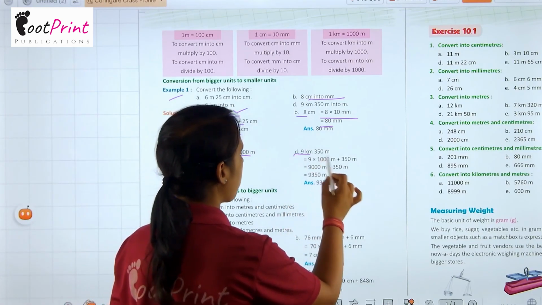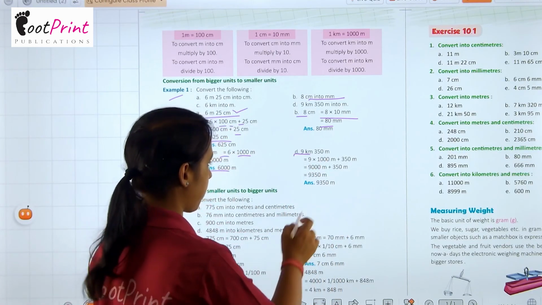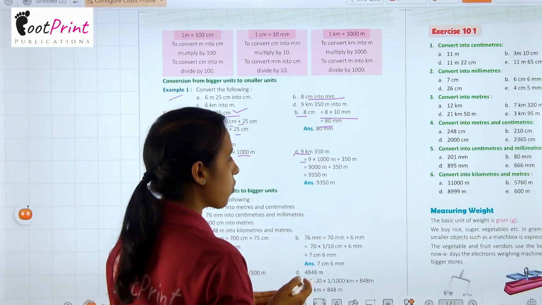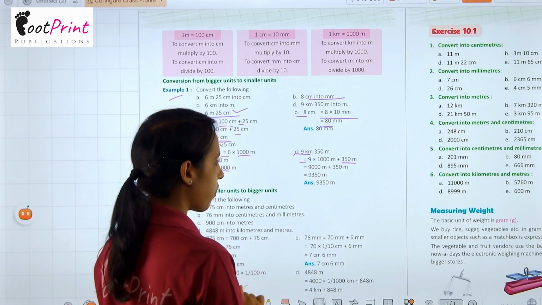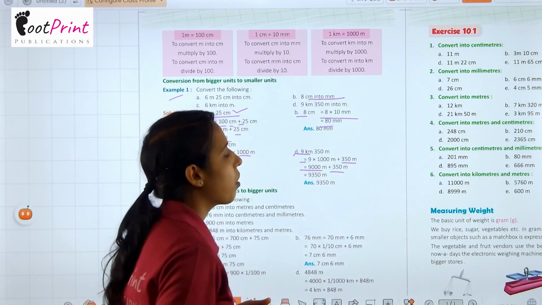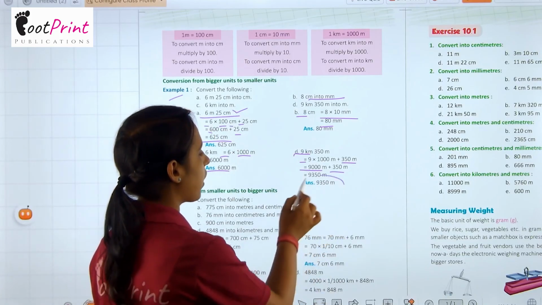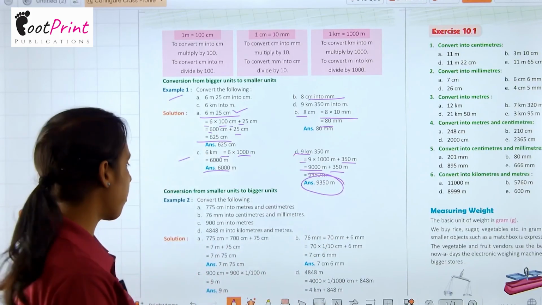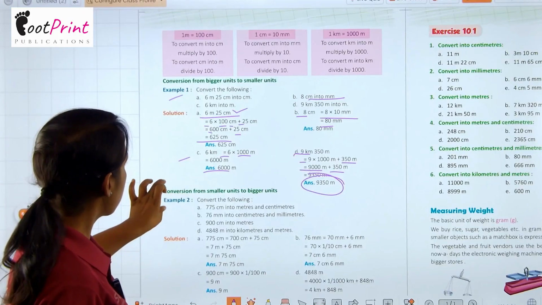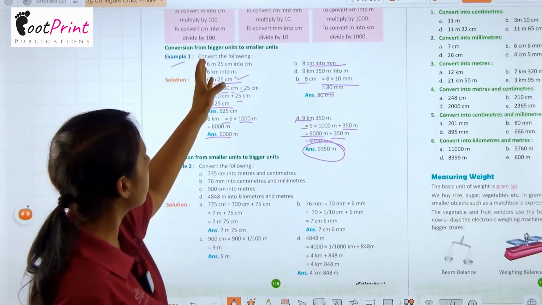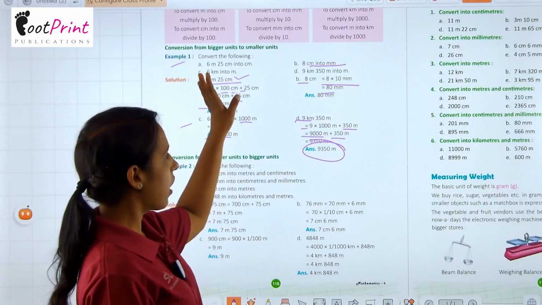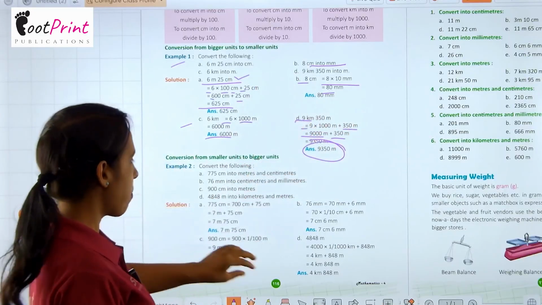Now we have 9 kilometer and 350 meter. So 9 will be multiplied by 1000 plus 350 meters. So 9000 meter plus 350 meters. So we get here 9350 meter. Okay. So here we are converting bigger unit to smaller units. That's why we multiply the given numbers.